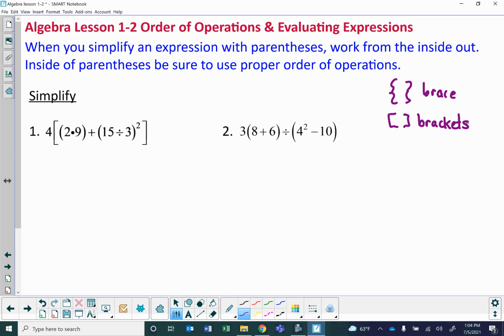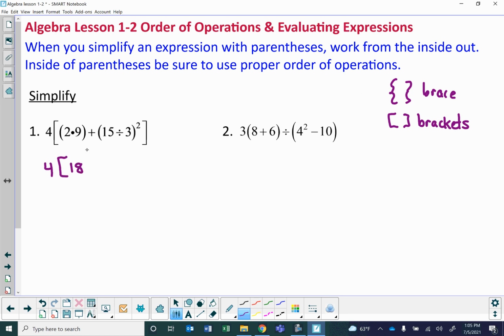So in this first problem, I have 4, and then a bracket, parenthesis 2 times 9, end the parenthesis, plus parenthesis 15 divided by 3, end parenthesis squared, and then the end of my bracket. So I need to show quite a few different things here, and it's probably going to take me several steps. So the first thing I'm going to do is I'm going to do a 4, keep my bracket, but 2 times 9 is 18, so I'm going to keep that.